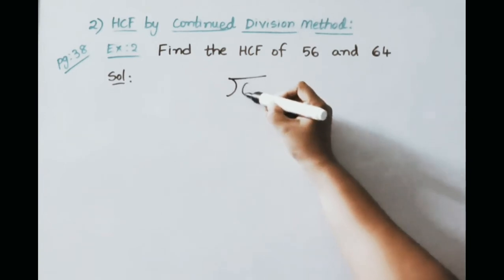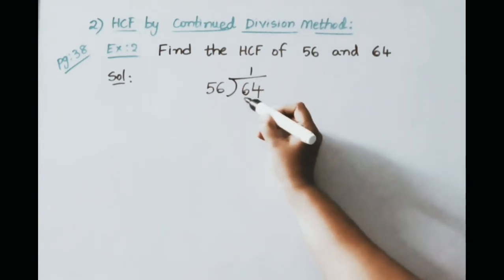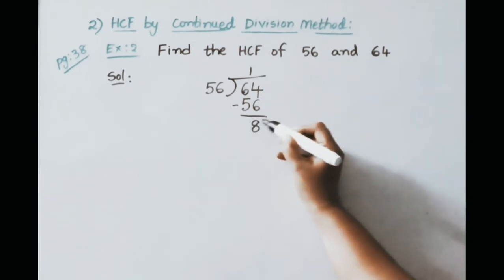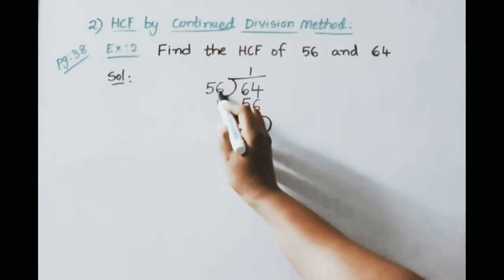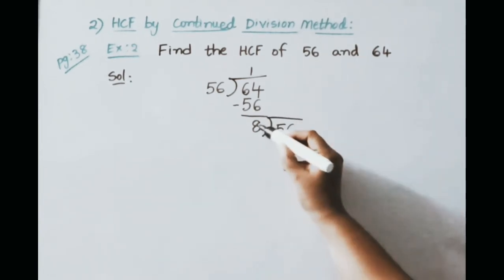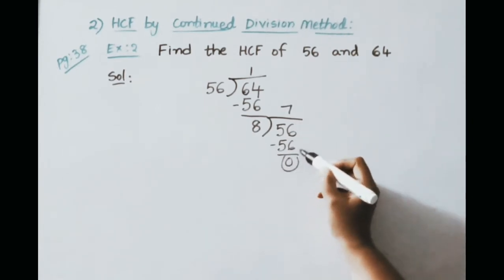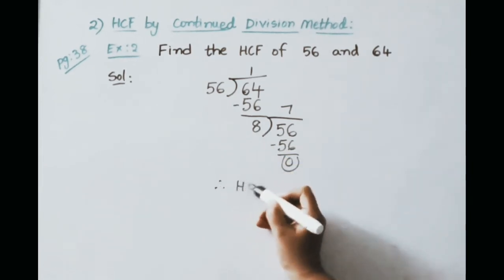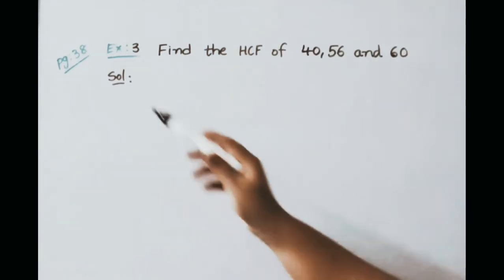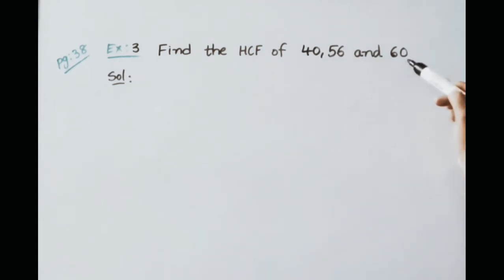Divide 64 by 56. 56 ones are 56. Subtract, you will get a remainder 8. Now, previous divisor is 56. With this remainder 8, we need to divide 56. 8 table, 8 sevens are 56. So, you will get a remainder 0. Therefore, HCF equals to 8. See now page number 38, example 3. Find the HCF of 40, 56 and 60.